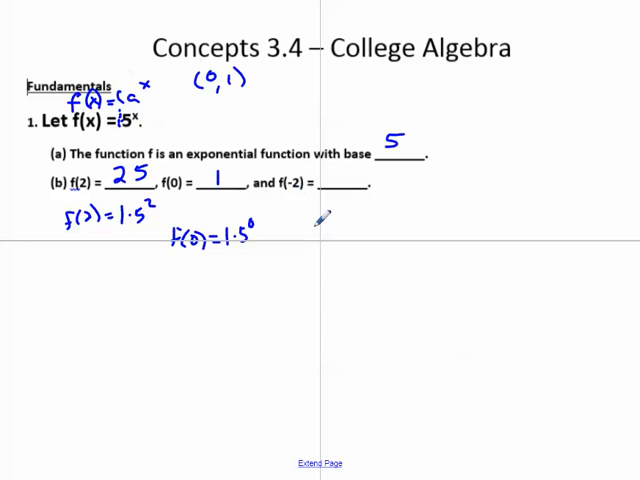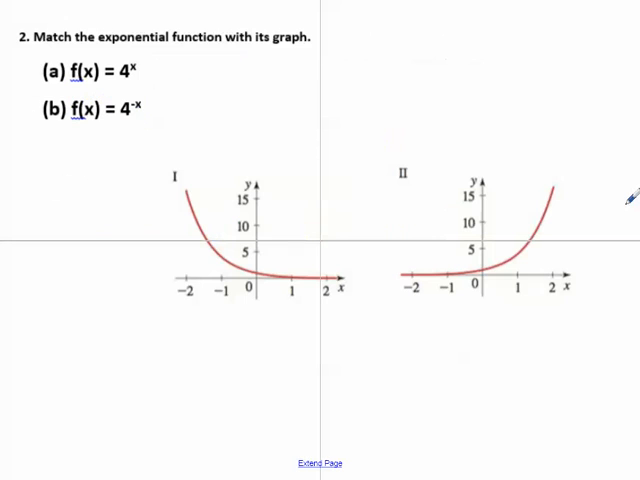f of negative 2, well, essentially that's 5 to the negative 2 power, or 1 over 5 squared, or 1 over 25. Because remember, if we've got a negative exponent, we make that exponent positive when the base and the exponent move to the other side of that division bar. So f of negative 2 is 1 over 5 squared, or 1 over 25. So that's essentially just some of the basics.